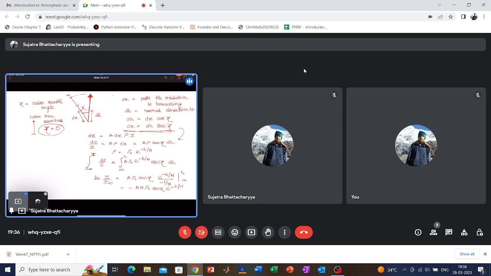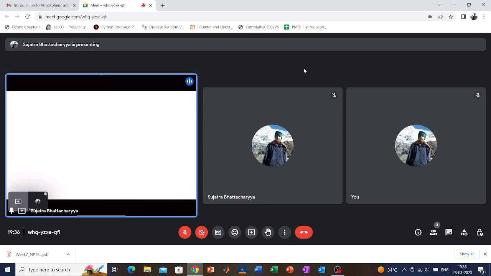Therefore the final result will be I equal to I infinity, that is at the top, times exponential of minus A rho naught H sec chi e to the power minus h by capital H, where capital H, as we all know, is the scale height. Okay, this we have got.